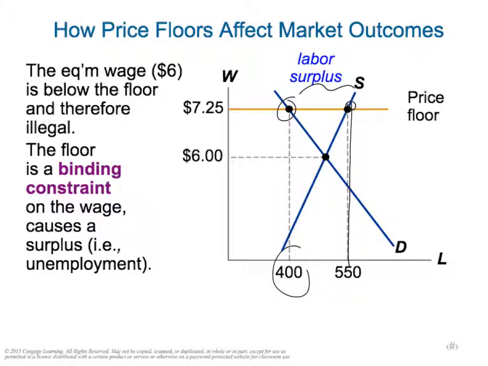So highly skilled and experienced workers are not affected because their equilibrium wages are well above that $7.25. For those workers, the minimum wage is not binding at all. The minimum wage has its greatest impact, as you realize, on the market for teenage labor.